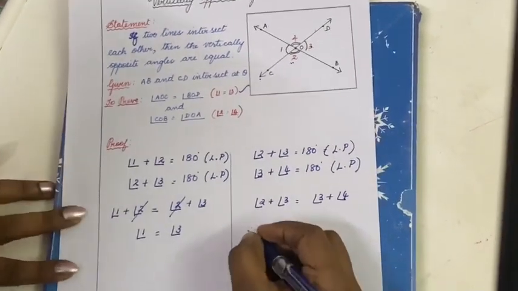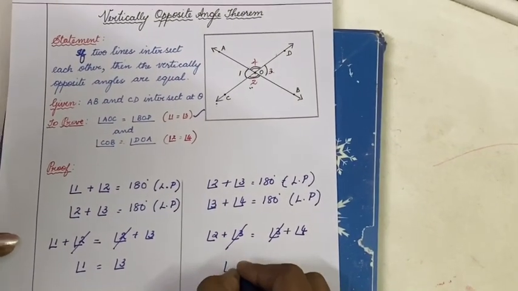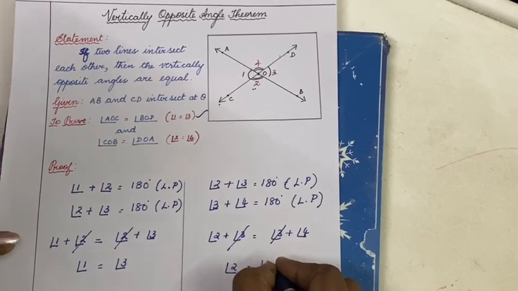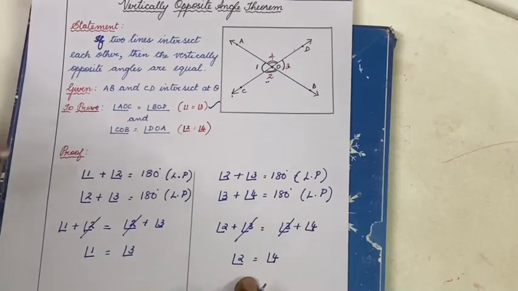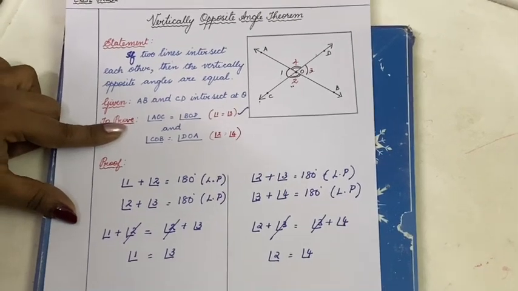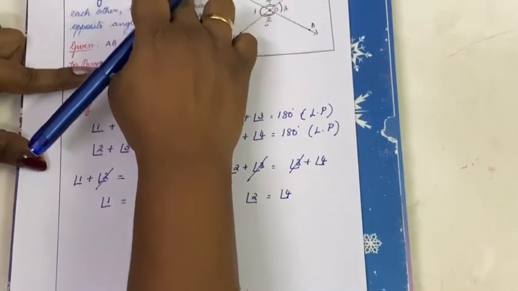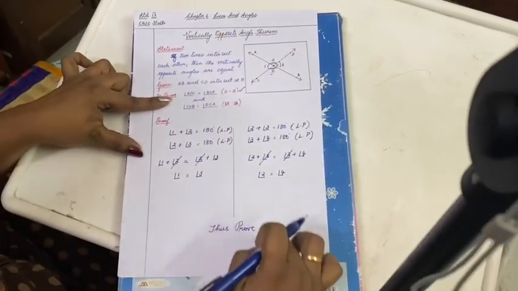Now same step. Angle 3 and angle 3 are equal, so this gets cancelled. Angle 2 is equal to angle 4. Finally, we have proved what is required. So we can write thus proved. So with this, the vertically opposite angle theorem has come to an end.